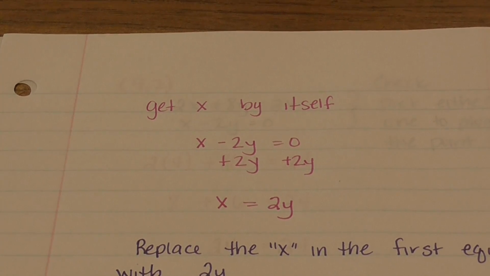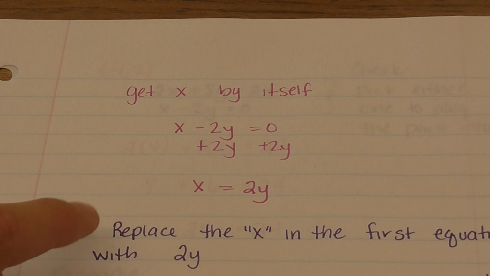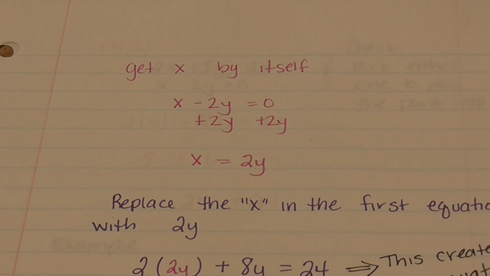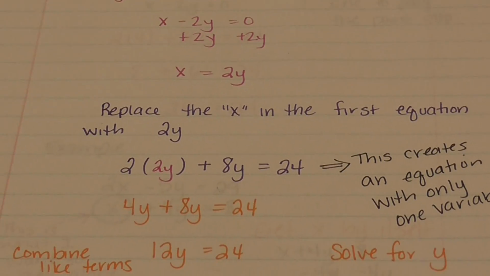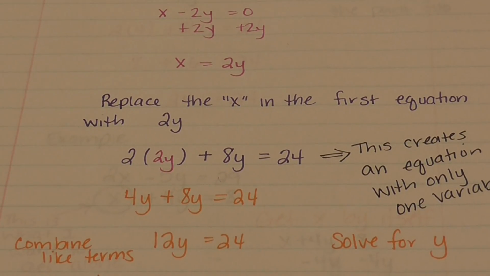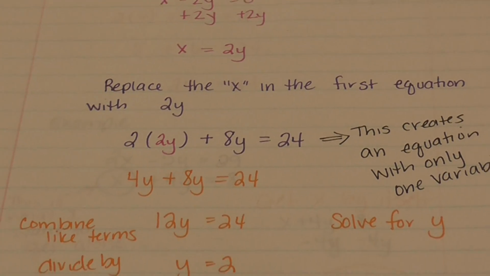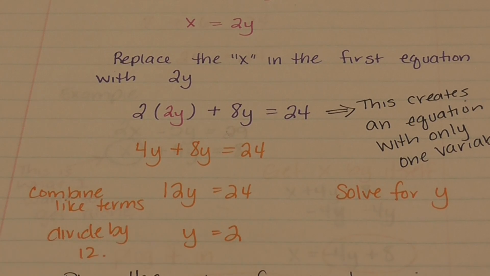So everywhere I see an x, I can replace it with 2y. I'm going to replace the x in the very first equation with the 2y, and I get 2 times 2y, or 4y, plus 8y equals 24. So this creates an equation with only one variable in it. So 4y plus 8y equals 24, add those up by combining like terms. 12y equals 24. Solve for y by dividing by 12, so y equals 2.